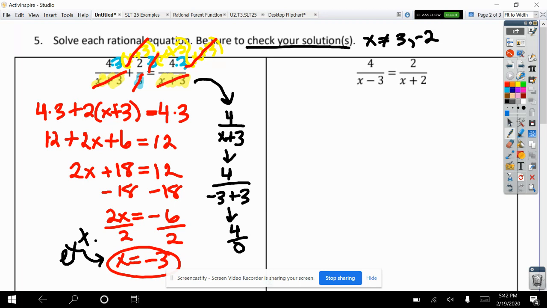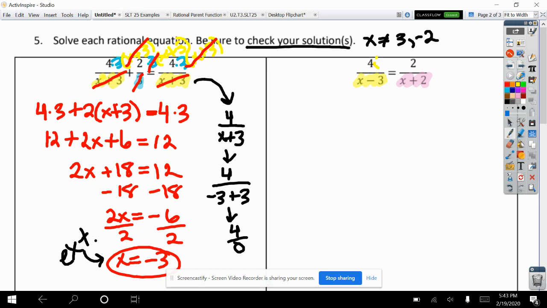So I can also just look at the beginning, know that x can't be 3 or negative 2, do my solving, and then at the end, make sure I didn't get 3 or negative 2. And if I did, then I just have to say it's extraneous. Okay. So again, here I see I have two denominators. I've got x minus 3, and I've got x plus 2. So that means if I want to get rid of those denominators, I need to multiply everything by both of them.